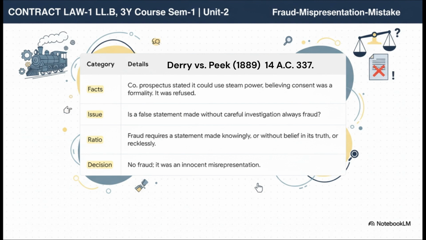The ratio established that fraud is proven only when a false representation is made knowingly, without belief in its truth, or recklessly. Consequently, the directors were found not liable for fraud. This case is pivotal as it demarcates fraud from innocent misrepresentation.